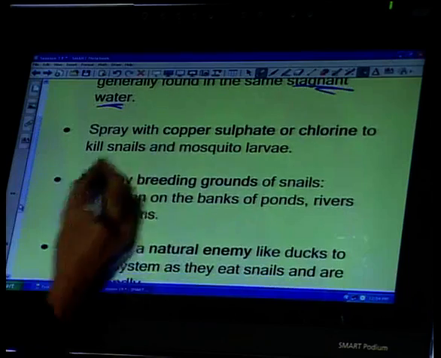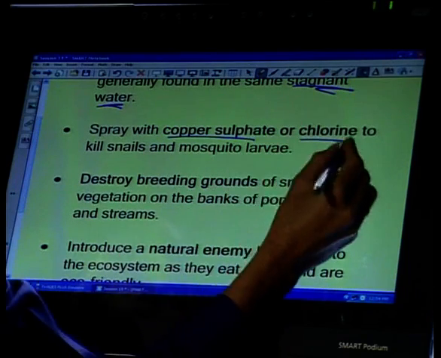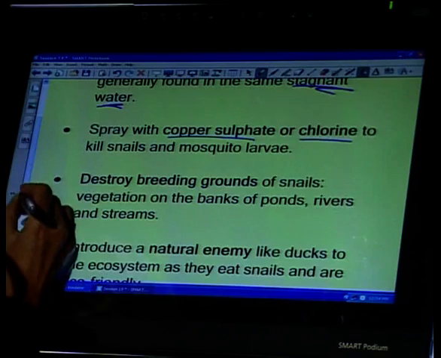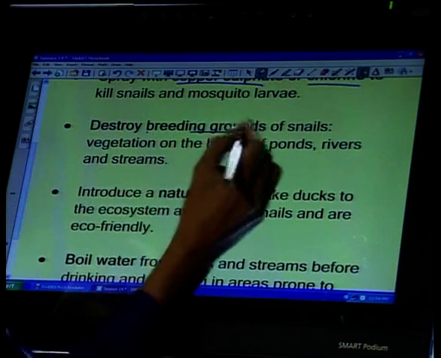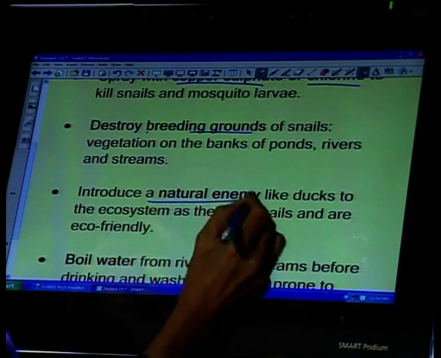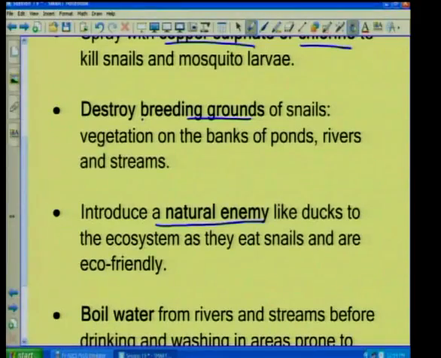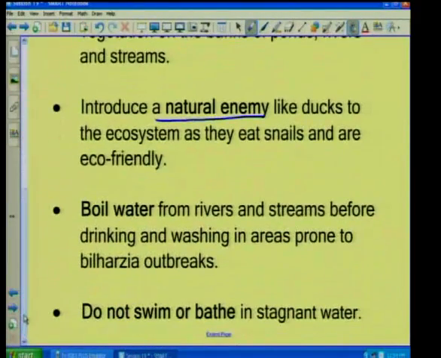You've got sprays with copper sulfate or chlorine to kill the snails and the mosquito larvae. You destroy the breeding grounds. You introduce a natural enemy, like, for example, ducks. What do they do? They eat the snails, and they're eco-friendly, which is a huge plus.